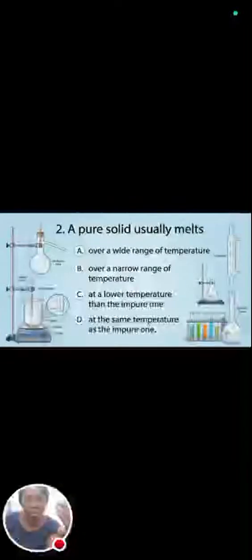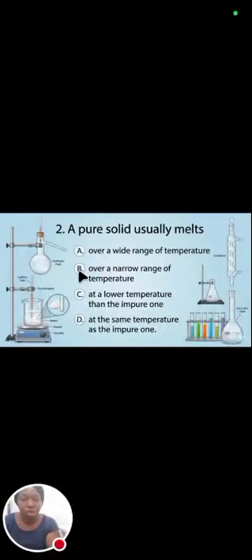A pure solid melts over what? How do you know that a solid is pure? That is when it melts sharply, not over a wide range of temperature, but over a narrow range of temperature. So option B. If there is impurity, it will melt over a wide range of temperature.